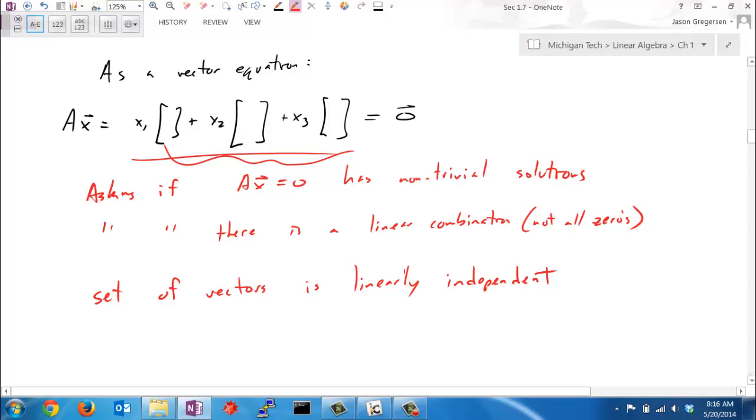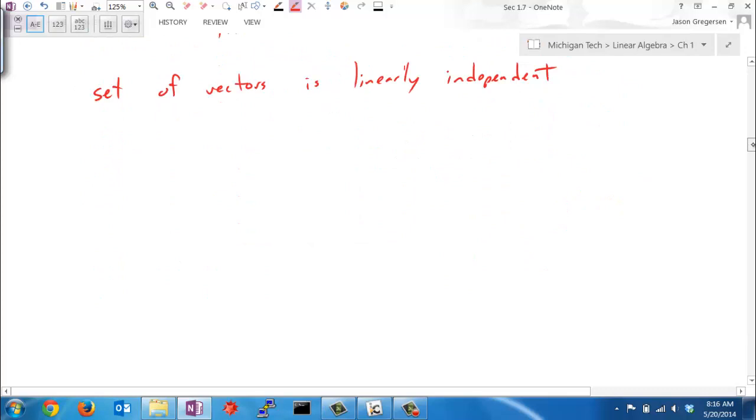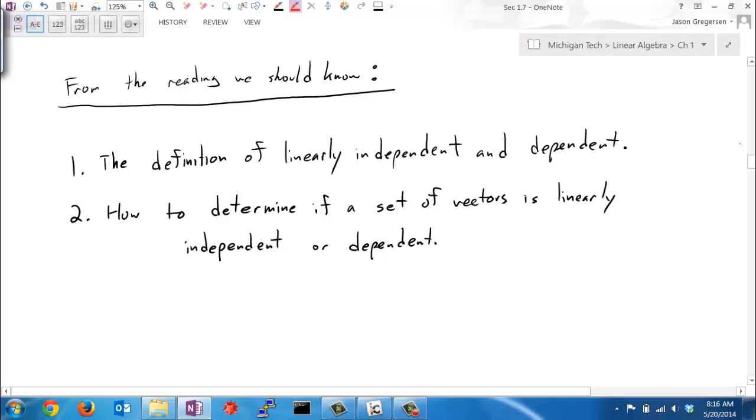All right, any questions about that? Just the definition from the reading. From the reading, that's really what I want you to get, that definition of linearly independent and dependent. The next question is how are we able to determine if a set of vectors is linearly independent or dependent? So now we have the definition. How do we take a set and determine whether this is true?